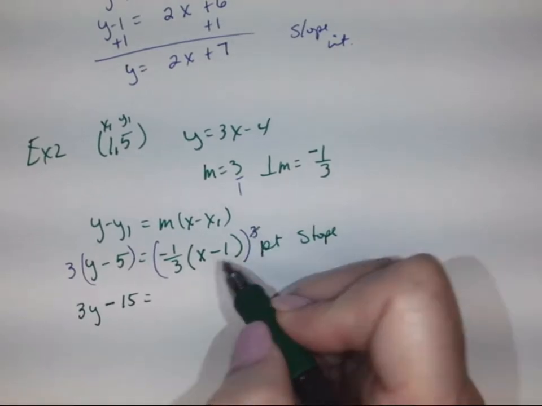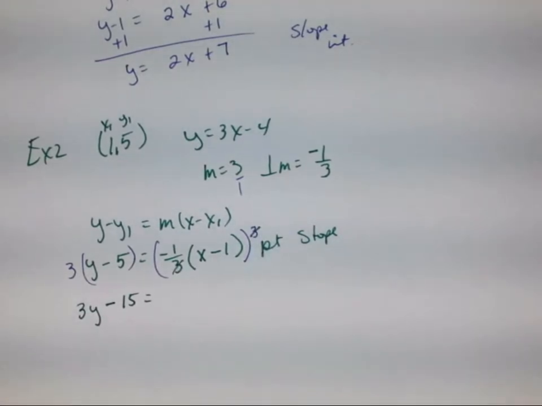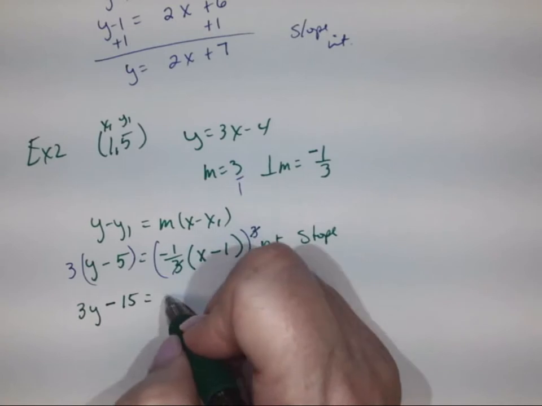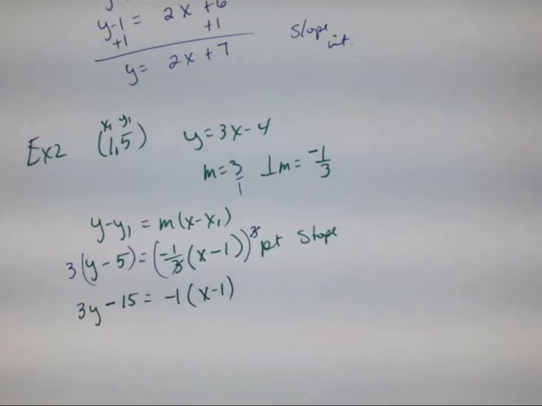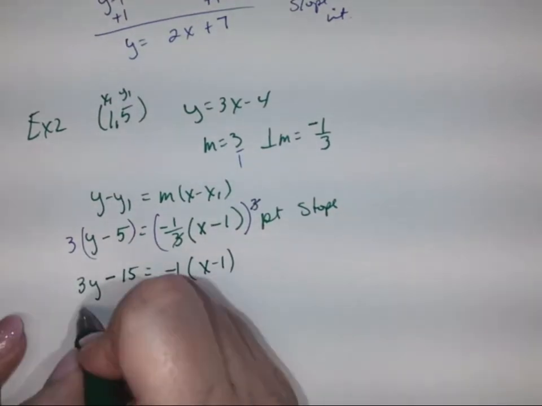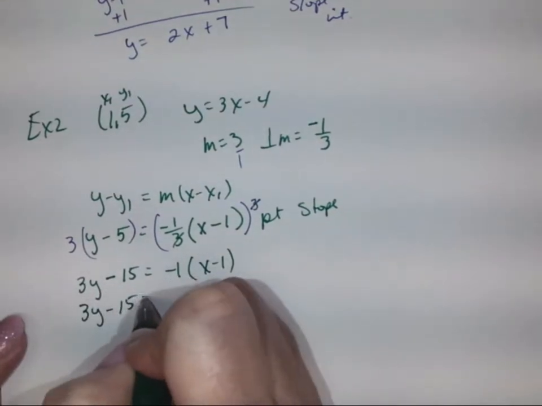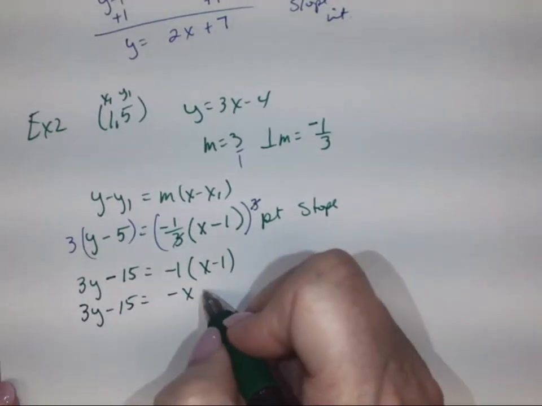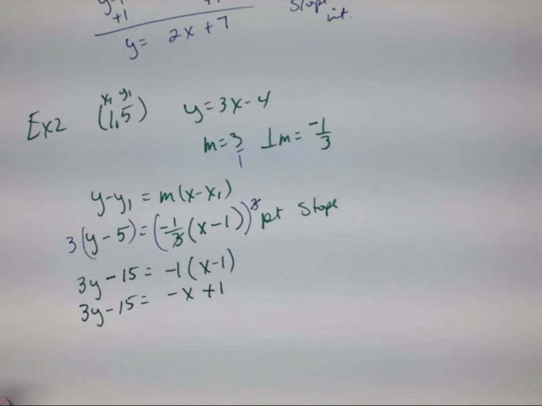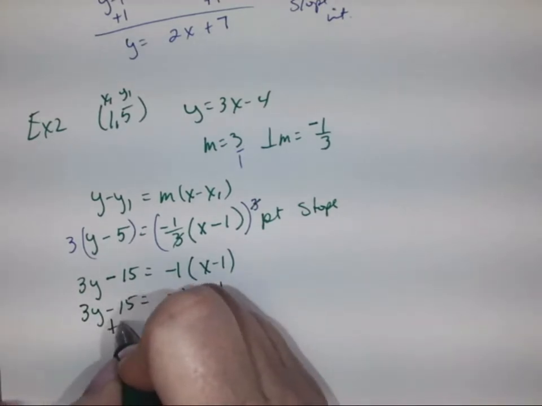The 3 will cancel on this side, and we have -1 times x minus 1. We're going to take an extra step just so you can see. I just canceled out the 3. So this will now be 3y minus 15 equals negative x. Negative 1 times negative 1 would be positive 1. Now we'll add our 15 over.